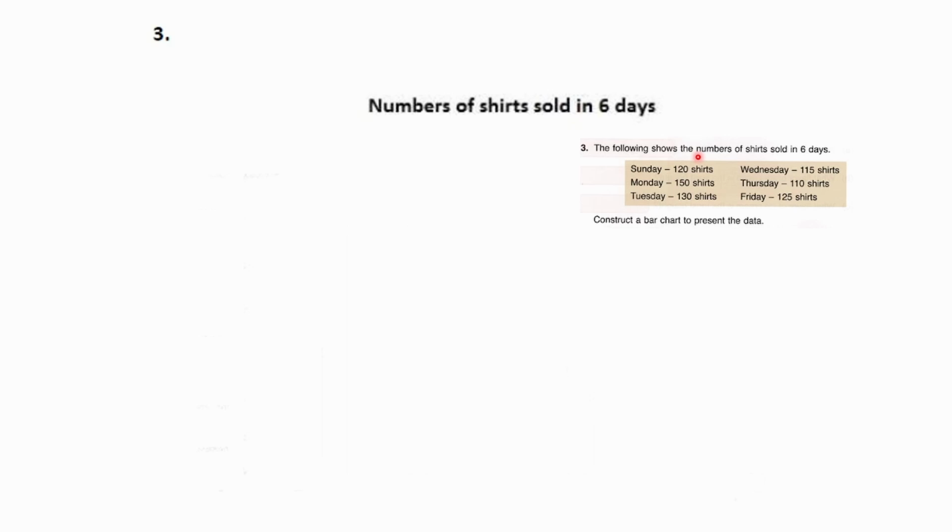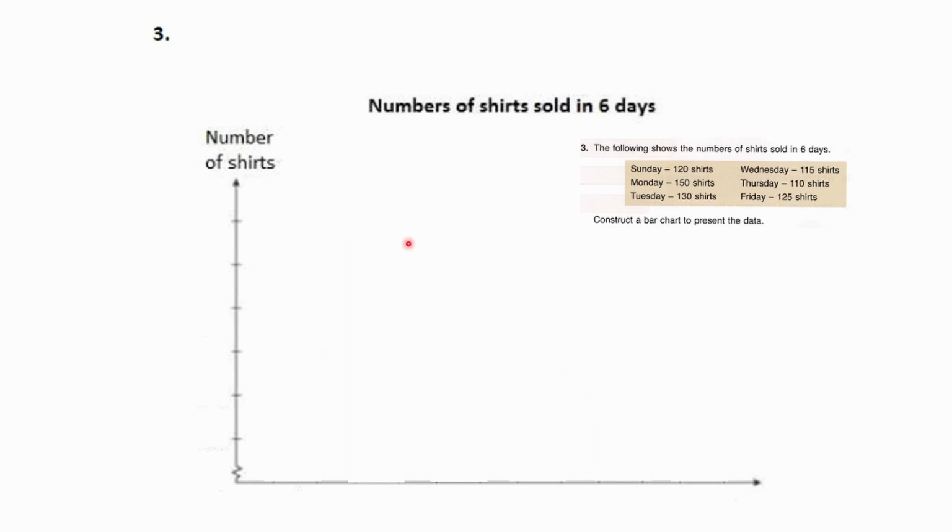The next thing we need to do is draw our lines, our axes. Now we label the axes. The number of shirts we will put up here, and along the bottom, we will do the days of the week. So we call this day.